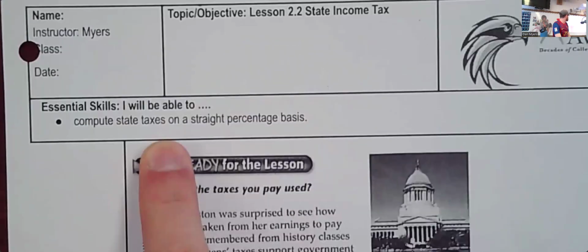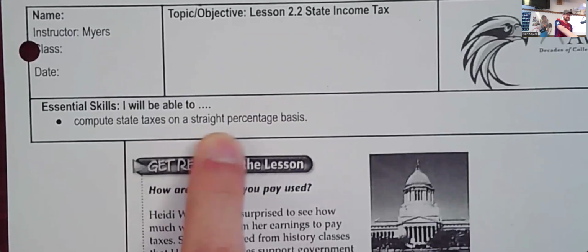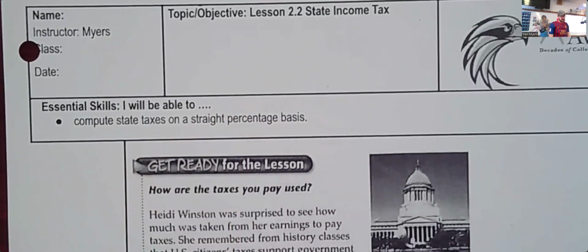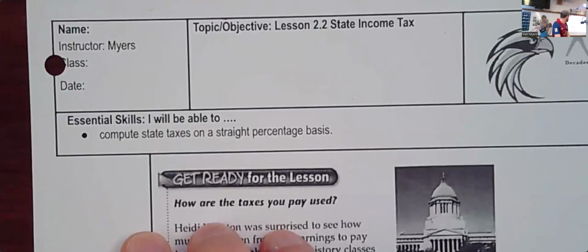So we are going to be able today to compute state taxes on a straight percentage basis. The reason why we're saying straight percentage is because there is a graduated percentage basis that we'll be talking about tomorrow, which is actually how taxes work in general, kind of like the graduated one we looked at yesterday. It wasn't really a graduated one yesterday, but as your income increases, the rate of taxes you pay also increases. So we are going to compute state taxes on a straight percentage basis.